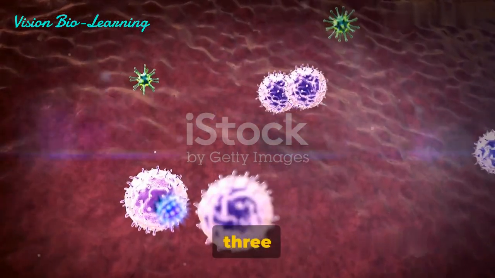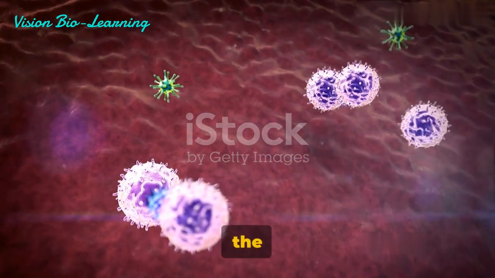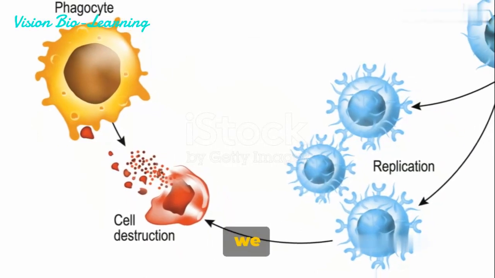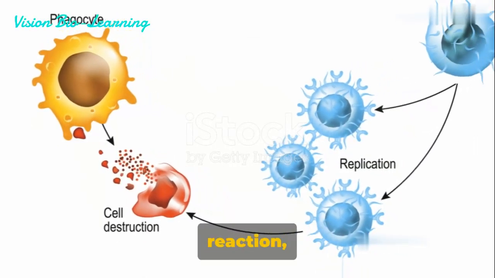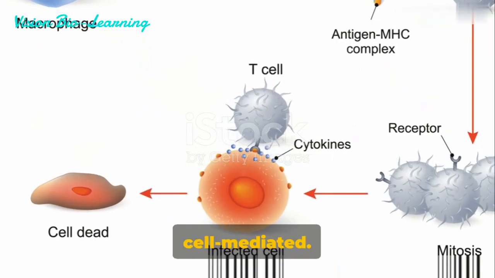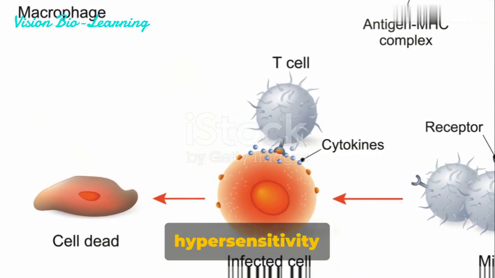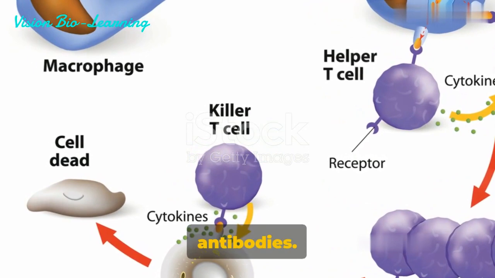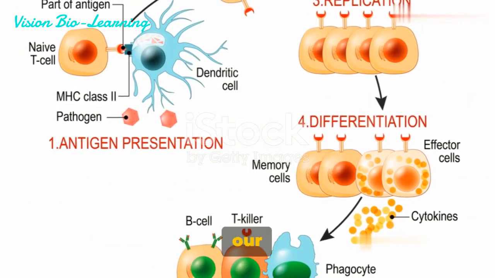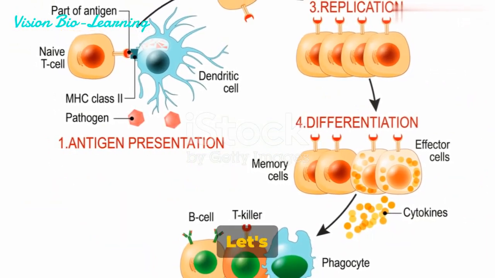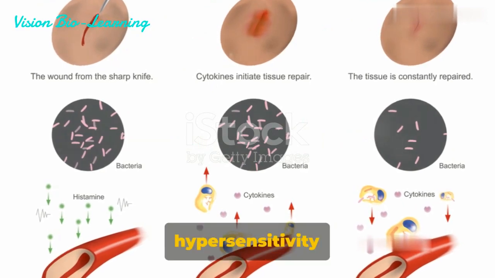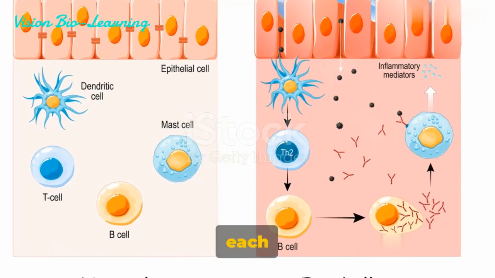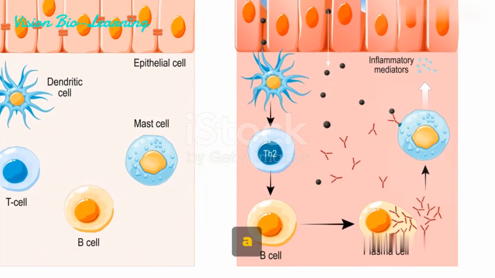Having covered the first 3 types, we now move on to the last type, type 4 reaction. Last but not least, we have type 4 hypersensitivity reaction, which is T-cell mediated. This type of hypersensitivity reaction is unique, as it's the only one that isn't mediated by antibodies. Instead, it relies on our immune system's T-cells. Let's break it down a bit. Type IV hypersensitivity reactions can be subdivided into 3 groups: each causing tissue damage in a different way.